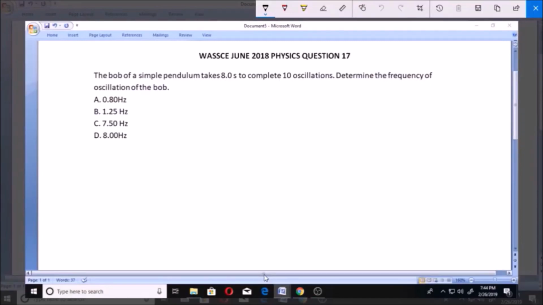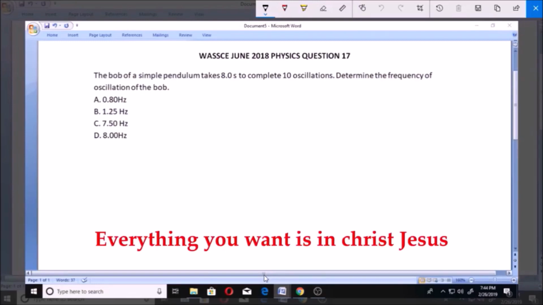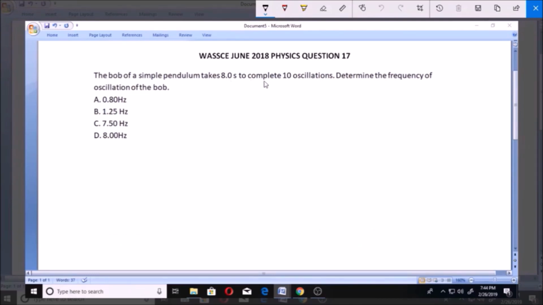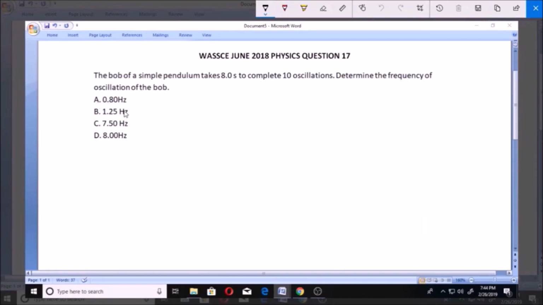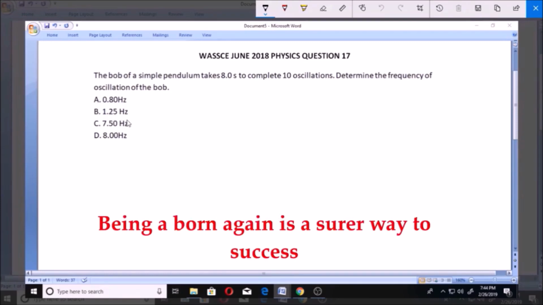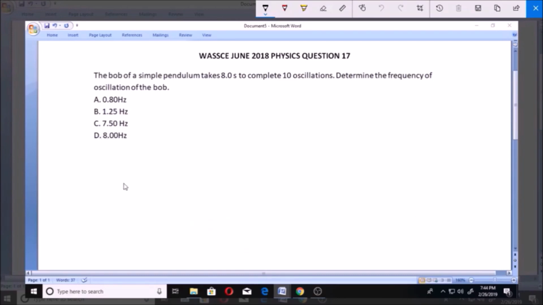Yes, let's look at this question number 17 for WAEC Physics 2018. The bulb of a simple pendulum takes 8.0 seconds to complete 10 oscillations. Determine the frequency of the oscillation of the bulb. A 0.80 Hz, B 1.25 Hz, C 7.50 Hz, D 8.00 Hz.